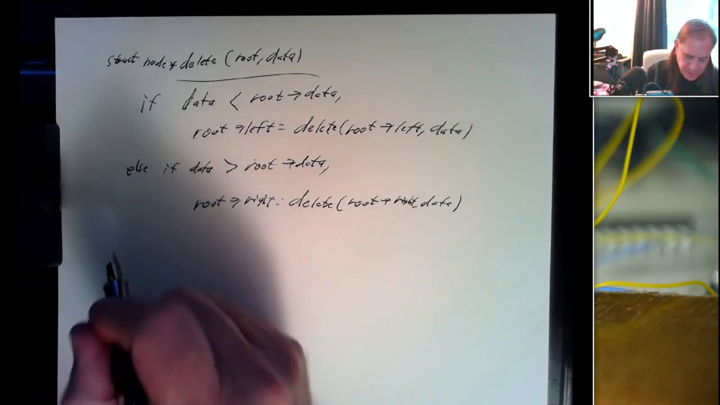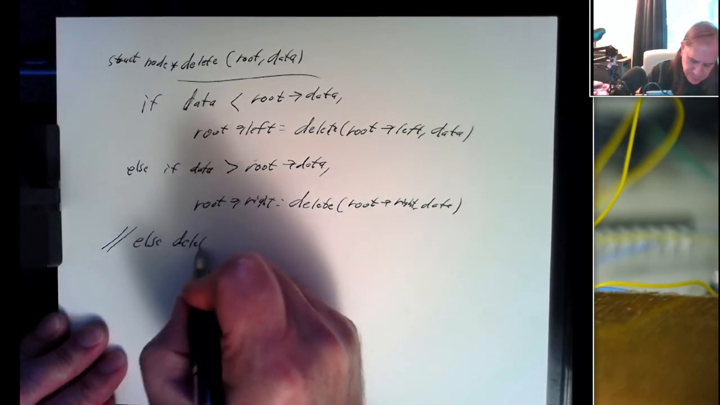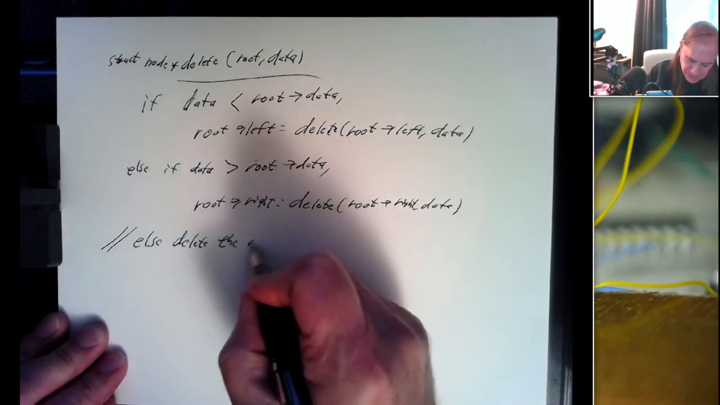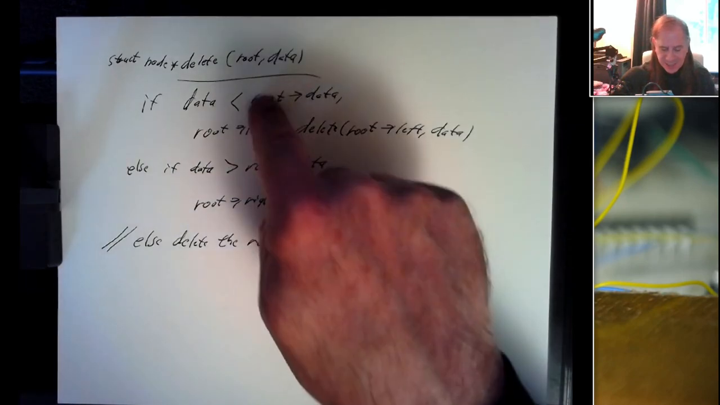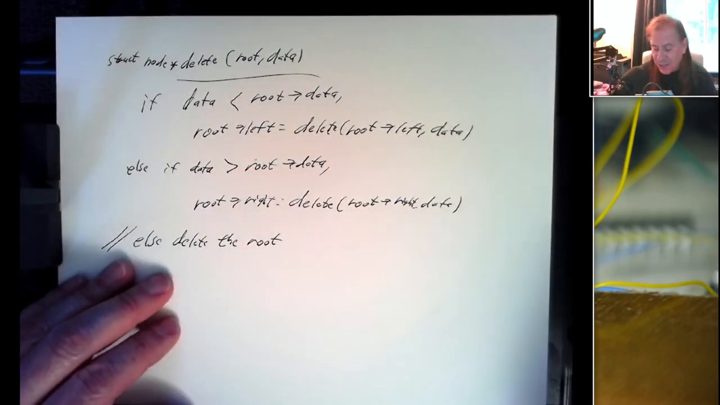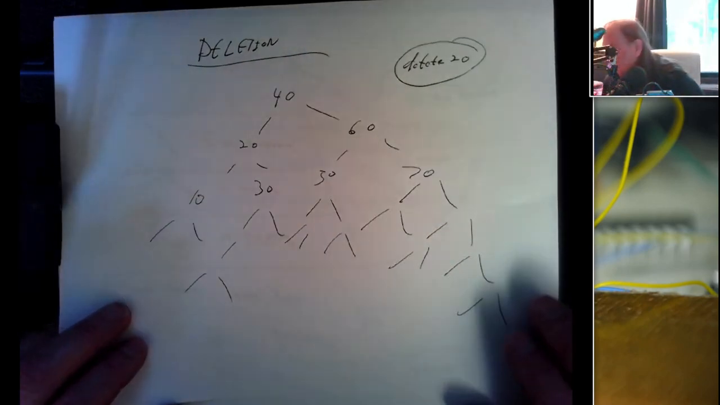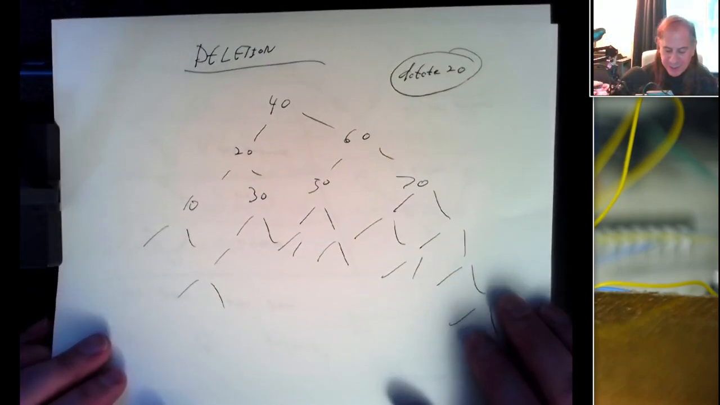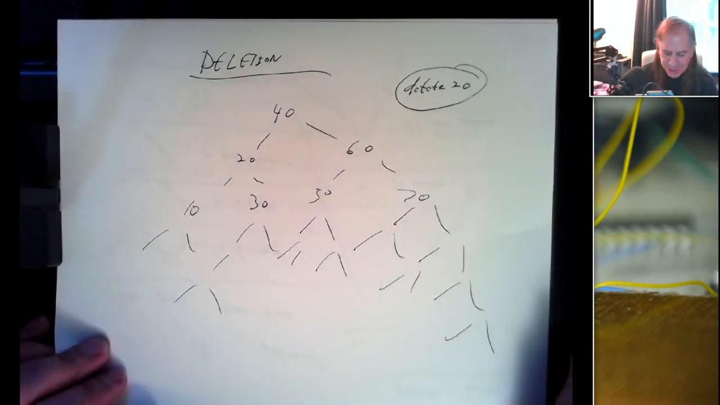So the trickiest part is when we need to delete the root. Because if the data is not less than the root and it's not bigger than the root, it's equal to the root. So all of our subsequent discussion on deleting from a binary search tree is going to focus on how do we delete the root of a BST.